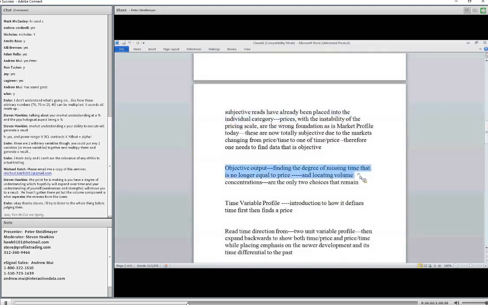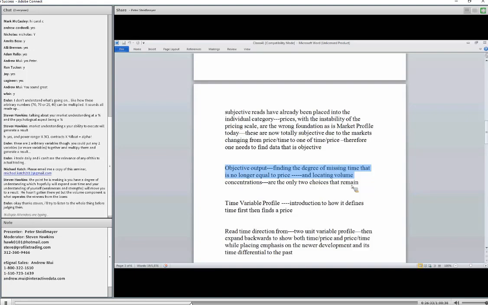Okay, so objective output is finding the degree of missing time that is no longer equal to price, and locating volume concentrations, and these are the only two choices that remain objective. So these are the things you have to find in the marketplace. If the market is moving up with less time, then buying is exceeding selling, and if it slows down to where it's moving up slower, then selling at that level exceeds buying. Now these aren't signals, these are just things that help you in terms of your trading. So we're going to show the time variable profile now and show you how it works.